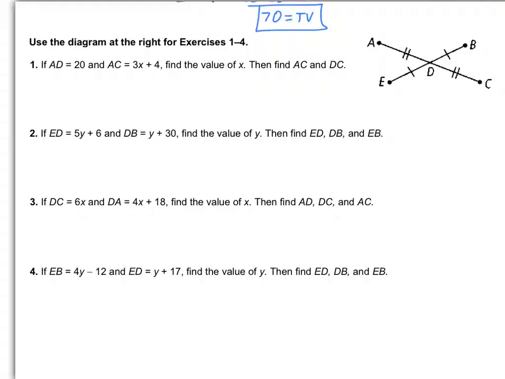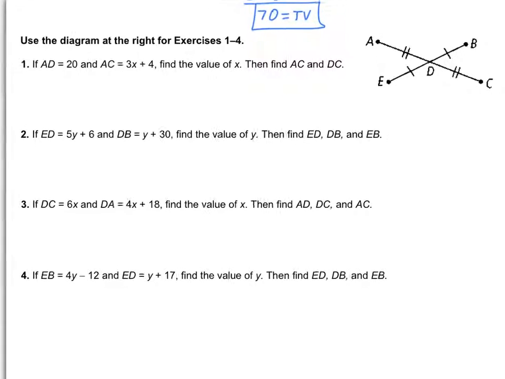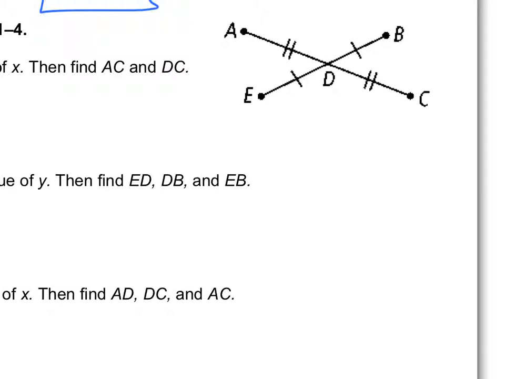In working this problem, first thing you need to do is decipher what information you can work with. Obviously, we can work with the information that AD equals 20. That's given to us. We can work with the information that AC equals 3x plus 4, because it's given to us. But did you take a moment to look at the diagram and see where those two line segments are? Because AD is this guy, and AC is that whole guy.